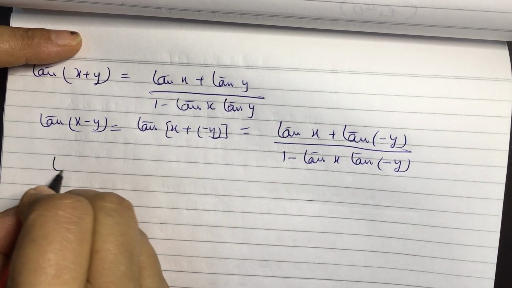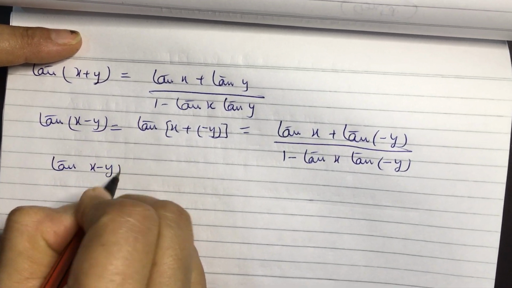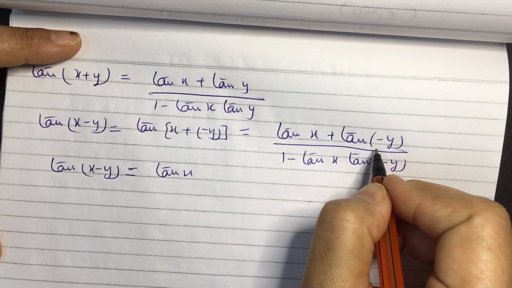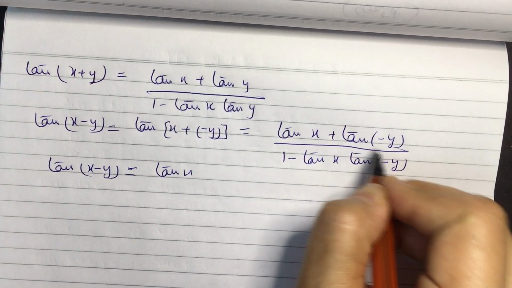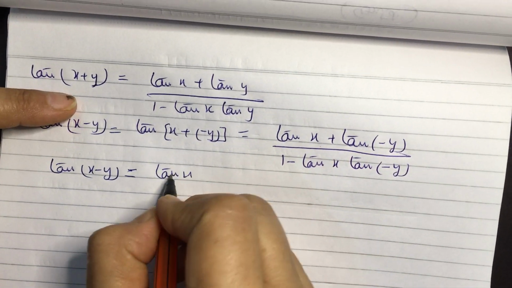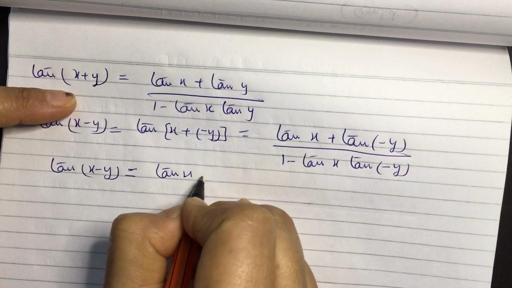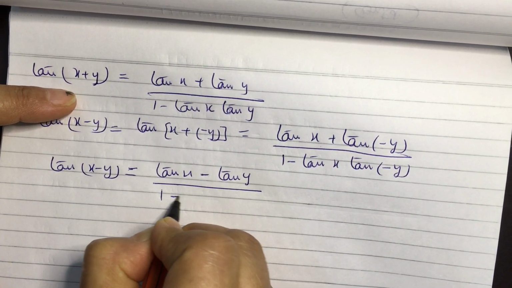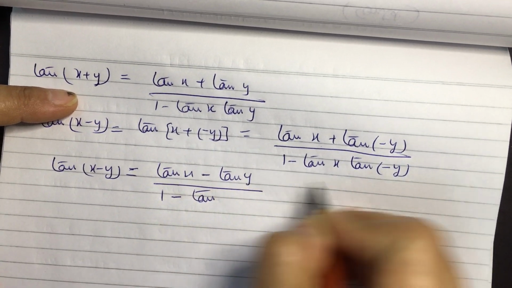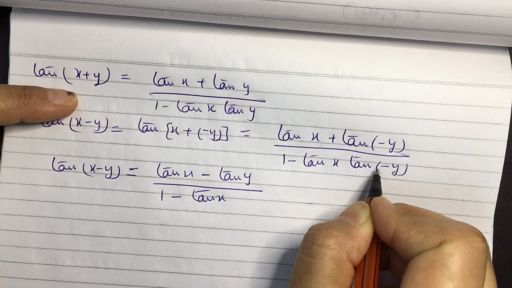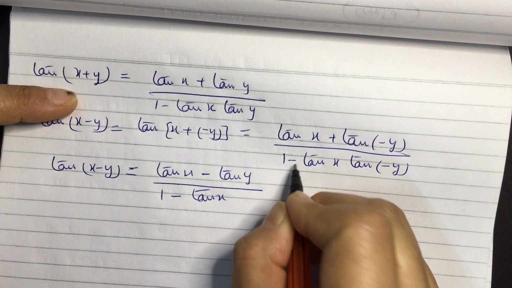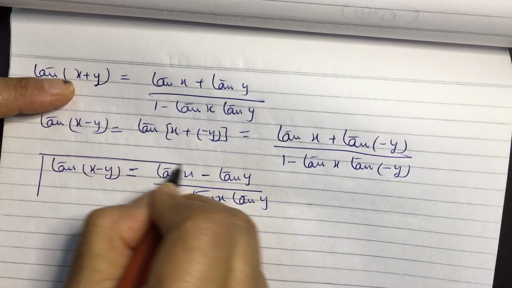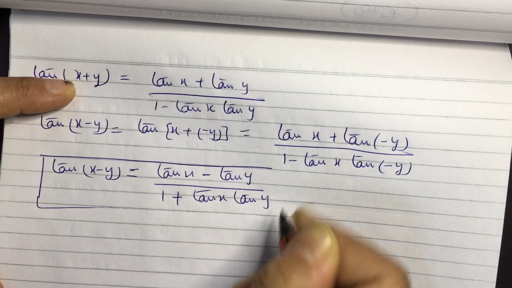And so we get the result as tan of x, but tan of a negative angle is minus of tan of that angle. So tan of minus y is minus tan y, whole upon 1 minus tan x tan minus y, which is again minus tan y. Minus of minus is plus, and so we get this result which is the same as what we obtained directly.